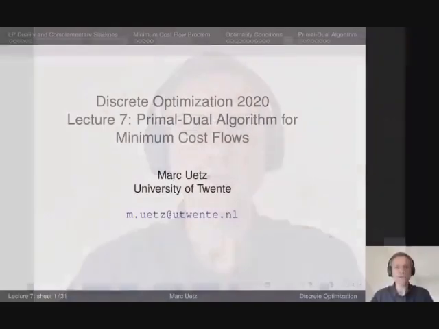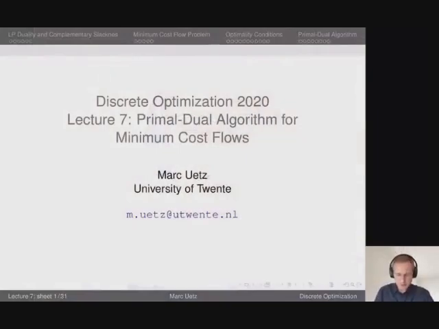Hi, this is lecture number 7 in discrete optimization on the minimum cost flow problem. That is the most general of all the flow problems that we are considering in this lecture. And to be precise, it's about a specific algorithm, the so-called primal dual algorithm to solve minimum cost flow problems. That is one of the 3 algorithms that are explained in the lecture notes.